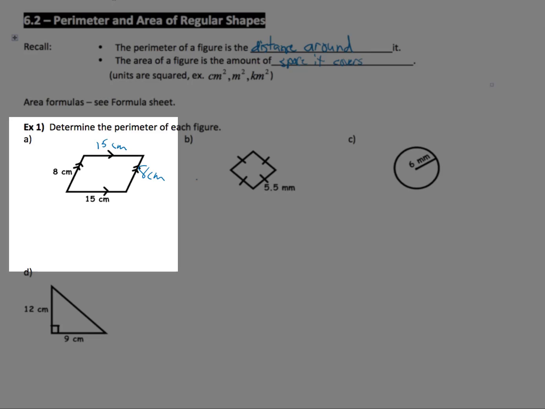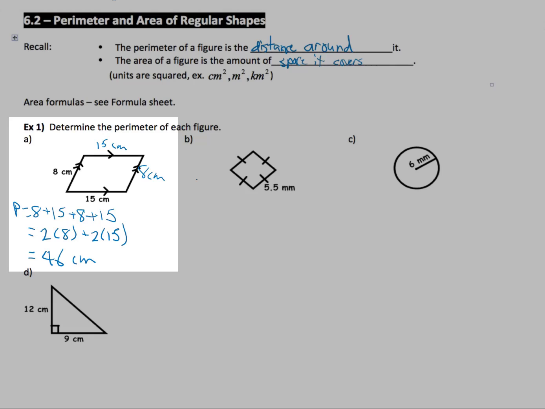Now we need to figure out the perimeter. Perimeter is just the distance all the way around. So we just add up all the sides. We have 8 plus 15 plus 8 plus 15. And if you add that all together, 2 times 8 plus 2 times 15 is another way to do this because there's 2 15s and 2 8s. So 2 times 8 plus 2 times 15. It's just 46 centimeters.